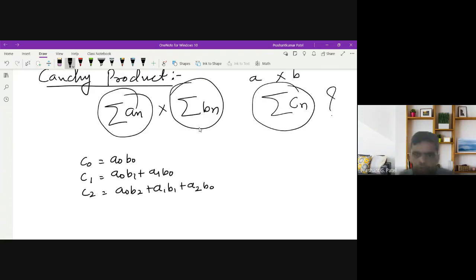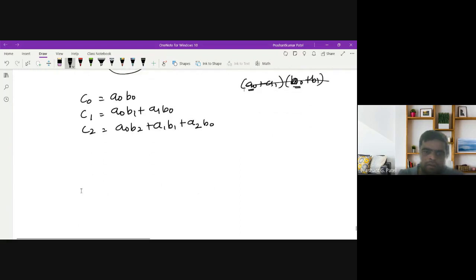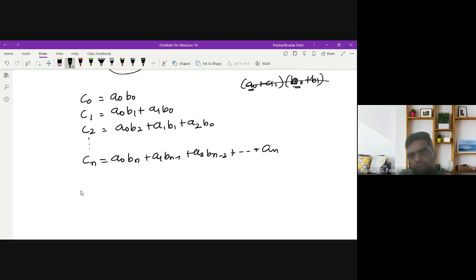It's a simple product. If you have two numbers A0 and B0, then you multiply in this manner. If you have two terms A0 plus A1 and B0 plus B1, then the product of these two cannot be done just as A0 B0 and so on. In this manner we have to do A0 B1 plus A1 B0, that is the middle term, removing the first term and last term. And in the same way, for any n term, it is A0 Bn plus A1 Bn minus 1, plus A2 Bn minus 2, and so on, up to An B0.